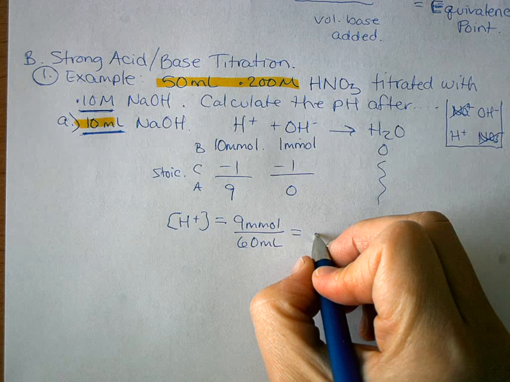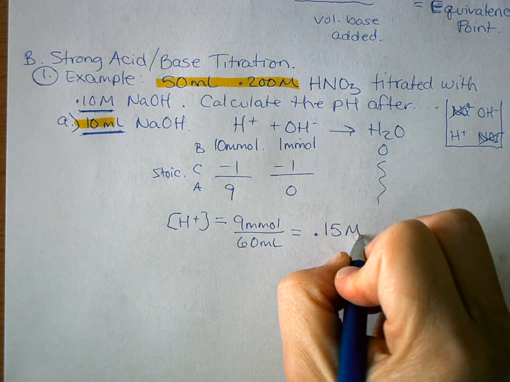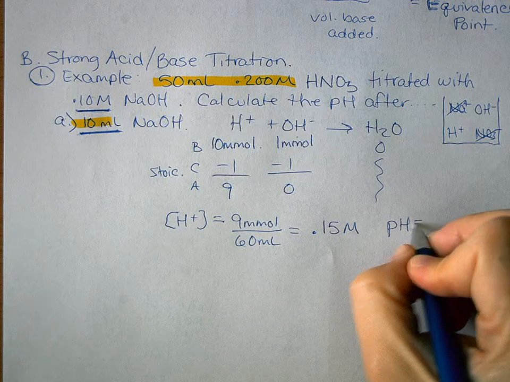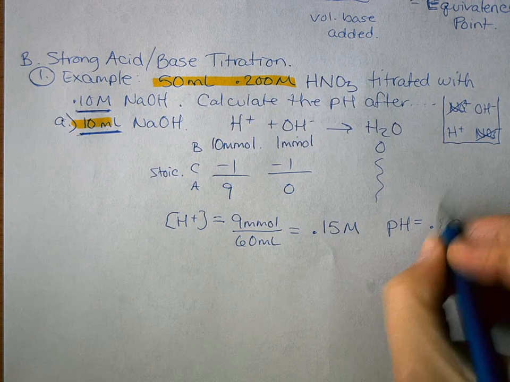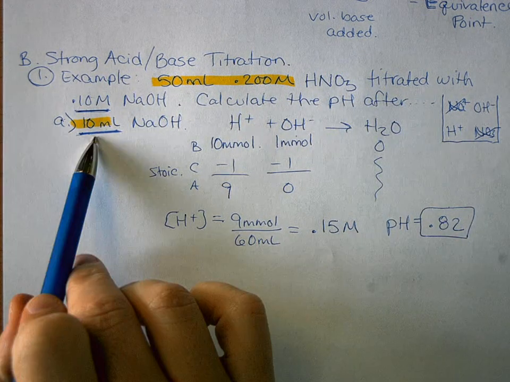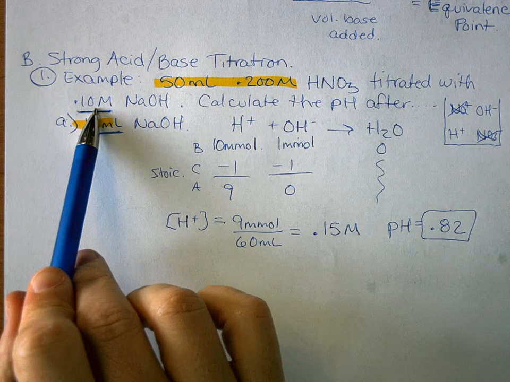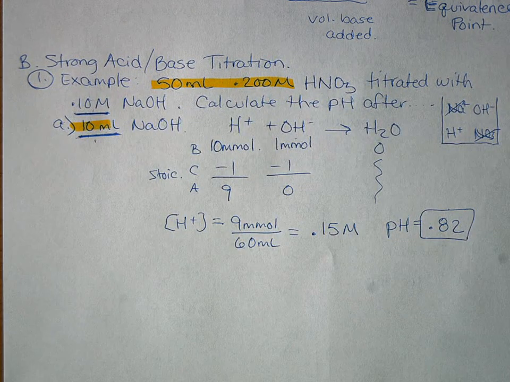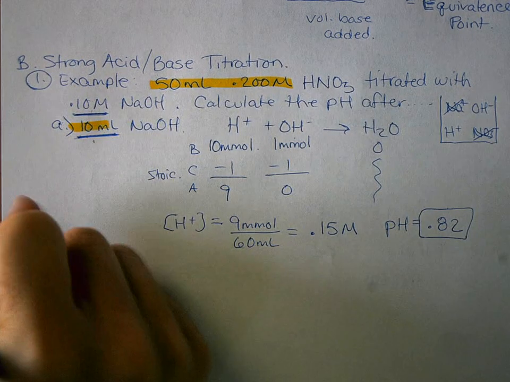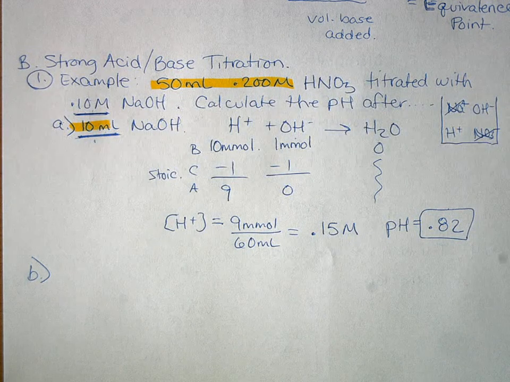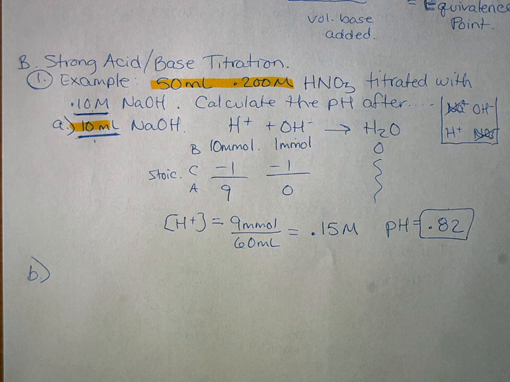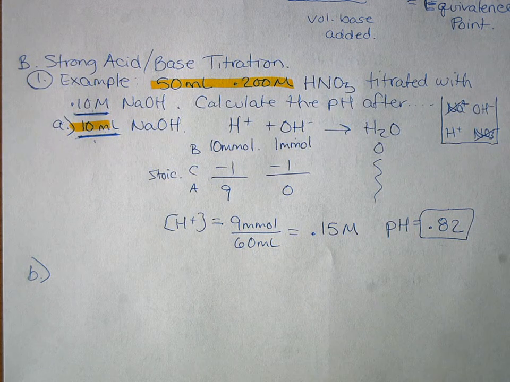So that gives me a concentration of 0.15 molar, which you can then just negative log to give the pH value of 0.82 after adding 10 milliliters of 0.1 molar sodium hydroxide to my 50 milliliters of nitric acid. Now, your homework problems are going to ask you to do this for different volumes of sodium hydroxide added.